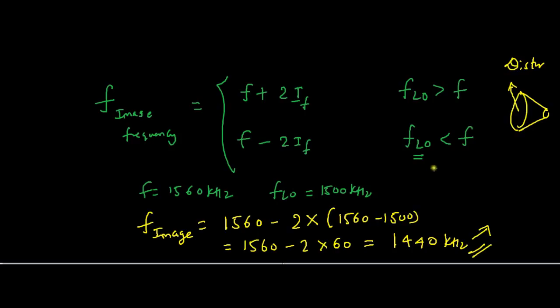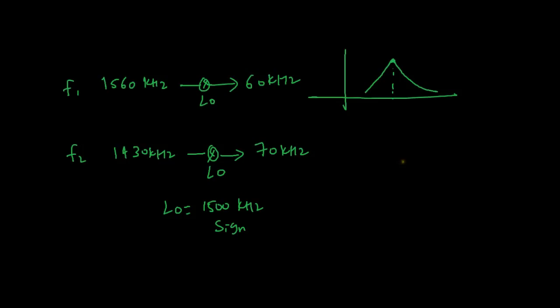Many of my students asked me just today, what happens if it were 1430 kilohertz, what would happen then? So I will tell you that just now. Students asked, sir, you told that there are two signals, say 1560 kilohertz, and then an image frequency of 1440 kilohertz. If both are transmitted at the same time, then there will be interference at the superheterodyne receiver, so there will be a disturbance for the end user.